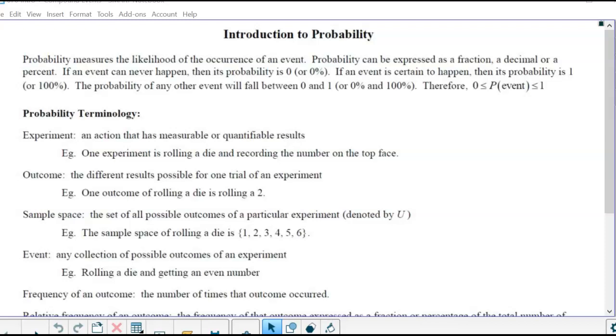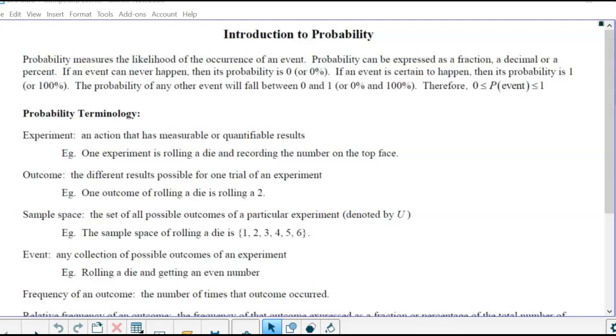So remember, probability measures the likelihood of the occurrence of an event. Probability can be expressed as a fraction, a decimal, or a percent. If an event can never happen, then the probability is 0. If an event is certain to happen, then the probability is 1. The probability of any other event will fall between 0 and 1. So you can't have a probability of 1.20 or a negative. It's always a value between 0 and 1.